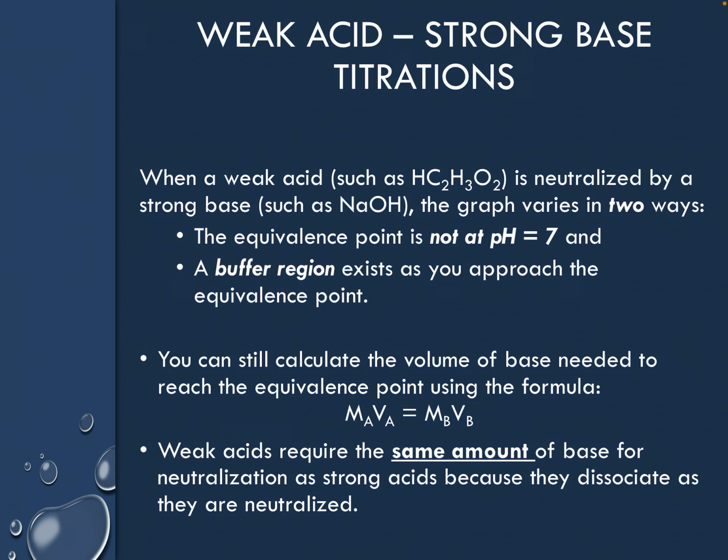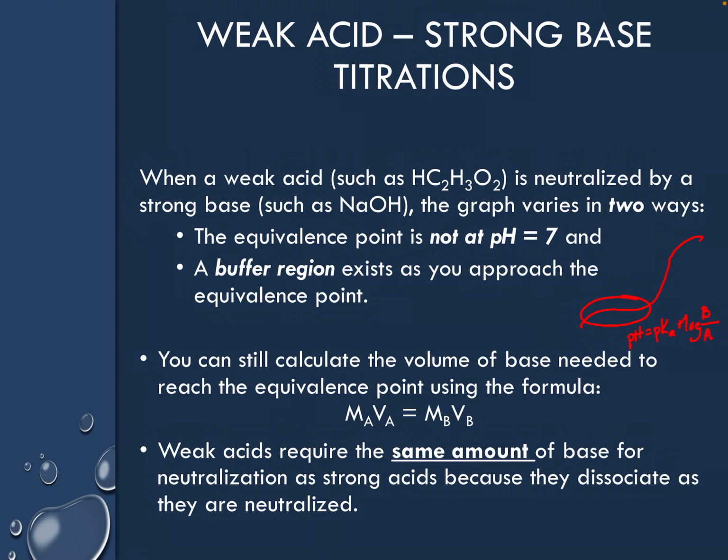All right, again, I keep trying to hit this home. When we have that weak acid with a strong base, two differences, right? The equivalence point is not at 7, and we're going to have a buffer region exist as you approach the equivalence point. So when we were looking at the curve, that will be this area. That's where we can use pH equals pKa plus the log of the base over the acid.